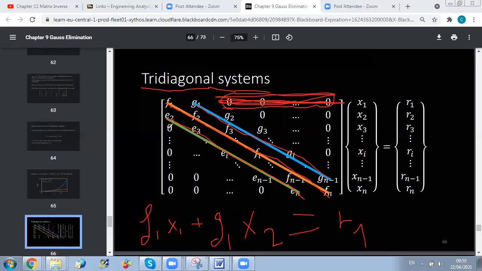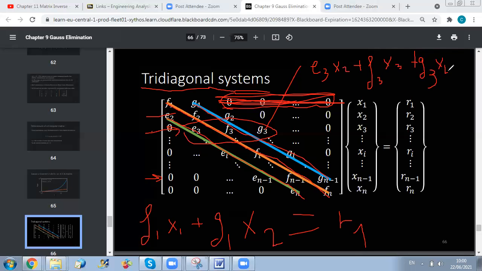And if I continue, I can write the other equations also in a simple way. So from the second row to the row just before the last one, I will have a maximum of 3 terms in each equation. So if I take, for example, the corresponding equation here, it will be E3 times X2 plus F3 times X3 plus G3 times X4 equals R3.